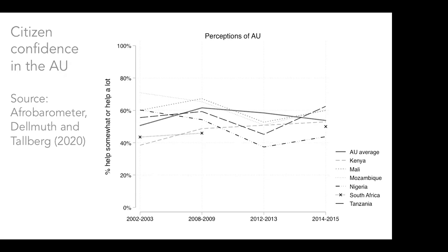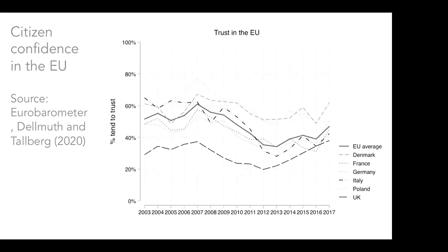And just a third and final example on citizen public confidence in international organizations. This is an example from the European Union, from the Eurobarometer. Here you see the percentage of those that tend to trust the EU. And again, the bold line, the average, shows a lot of fluctuations: a kind of dramatic decline since the global financial crisis 2007 until 2013, and a recovery pattern ever since.